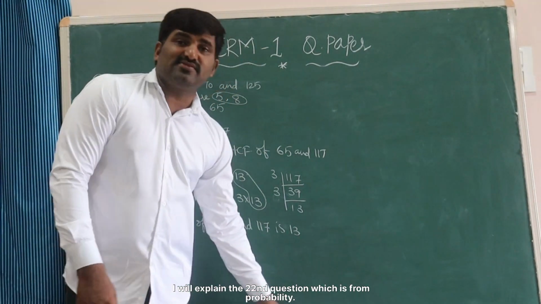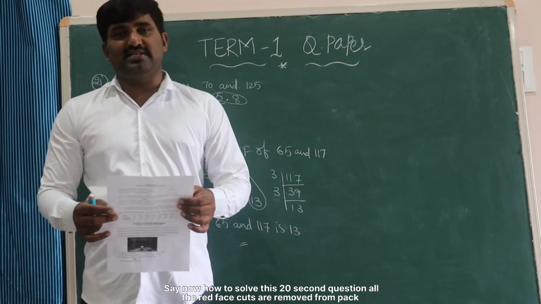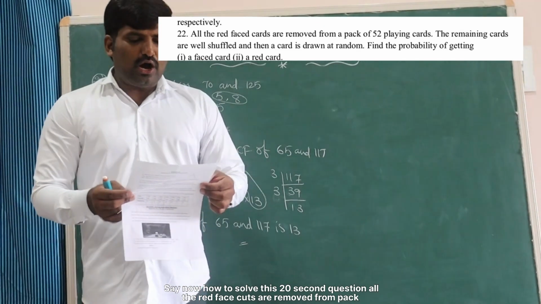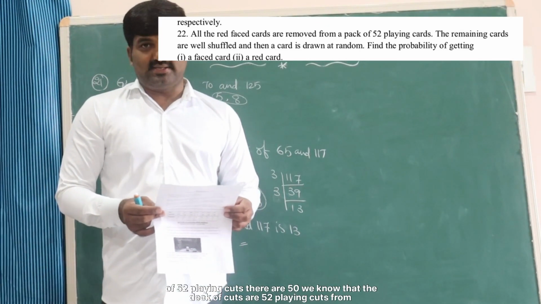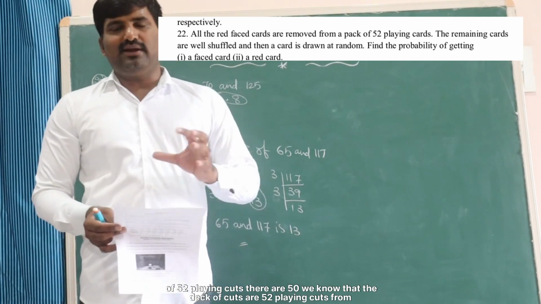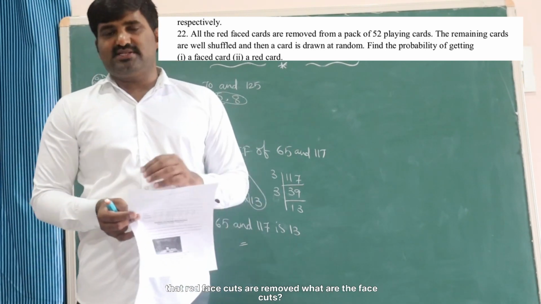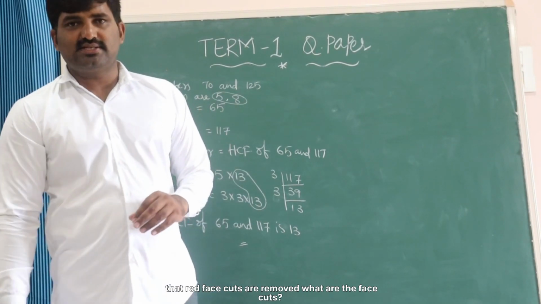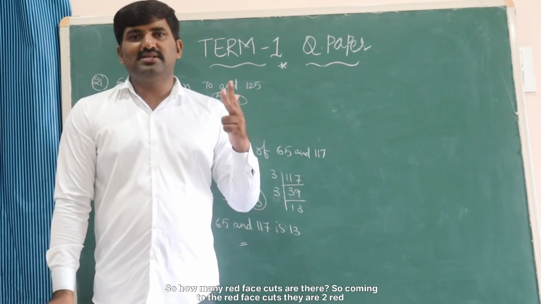Now I am explaining the 22nd question, which is from probability. See how to solve this 22nd question. All the red faced cards are removed from a pack of 52 playing cards. We know that a deck has 52 playing cards, and from that the red faced cards are removed. What are the faced cards? Jack, Queen, King. These are the three faced cards.